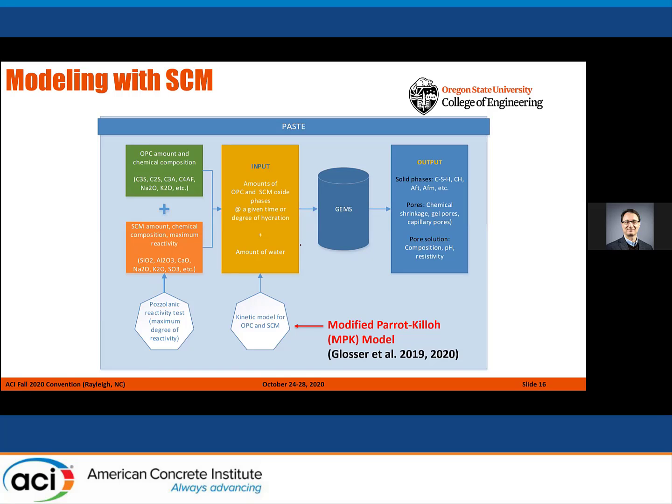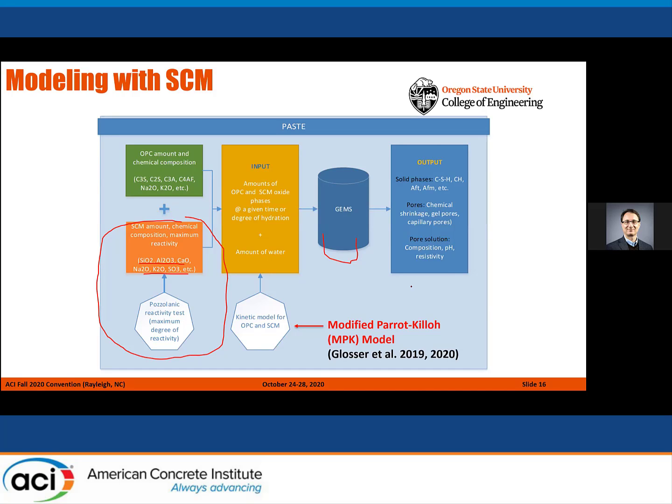This is something that we pay a lot of attention to. When you have SCMs in the system, the reactions become more complicated to model. For example, fly ash will have these compositions that you have to deal with, but also fly ash does not react completely. So you have to modify the kinetic models, like the Parrot and Killoh model, to calculate how much of the fly ash is reactive. Then you can use GEMS properly. So there's a kinetic side of things. You can fool, or deceive in a way, the thermodynamic modeling software to do some kinetic calculations for you.